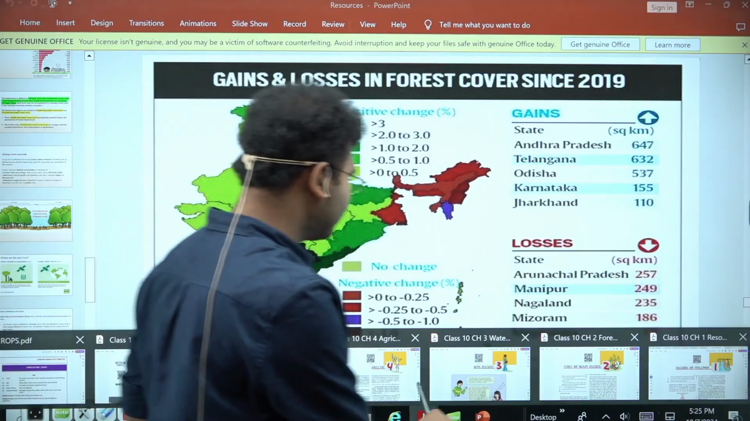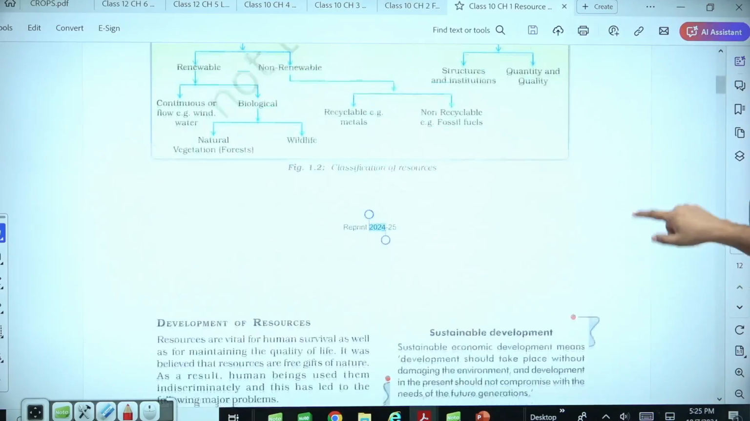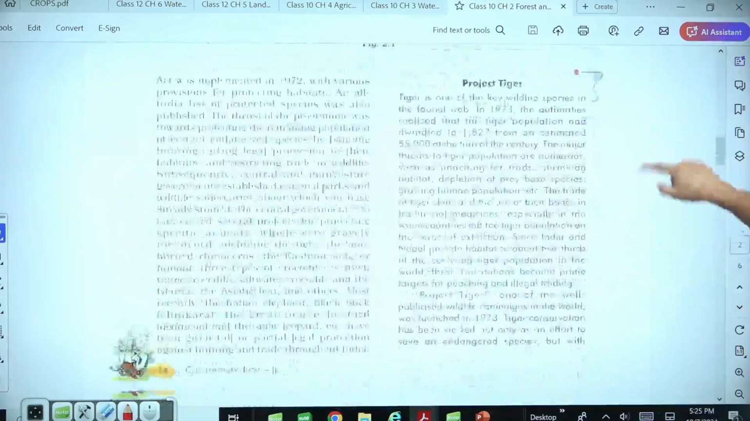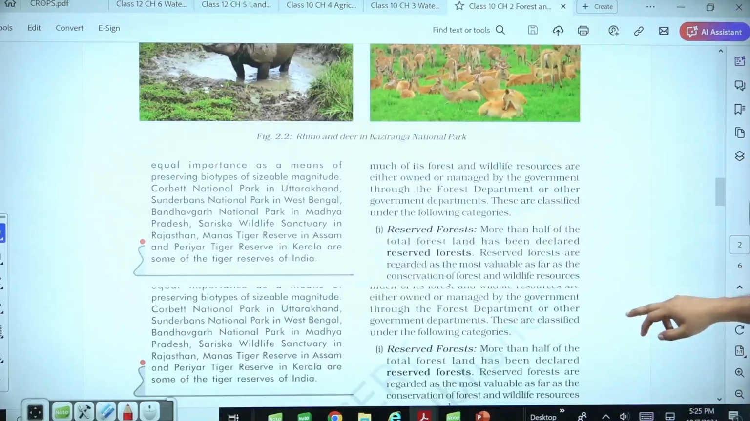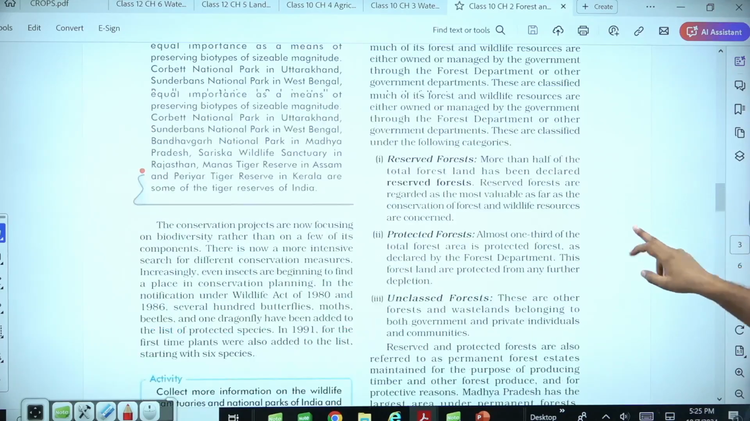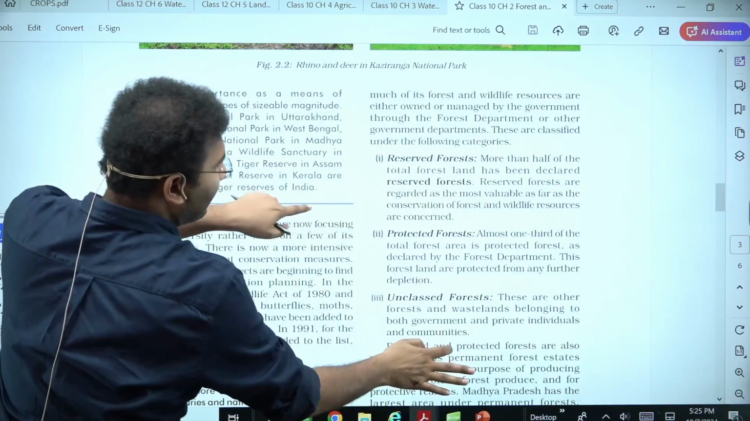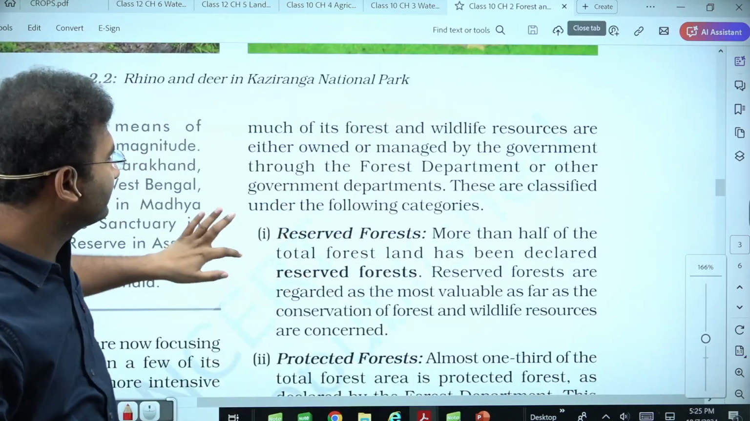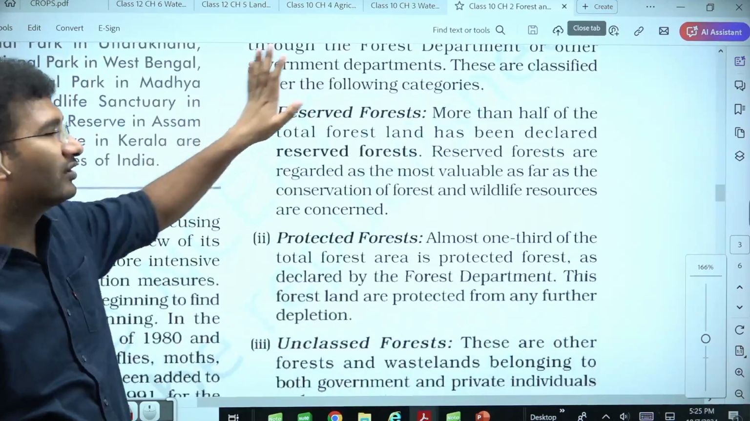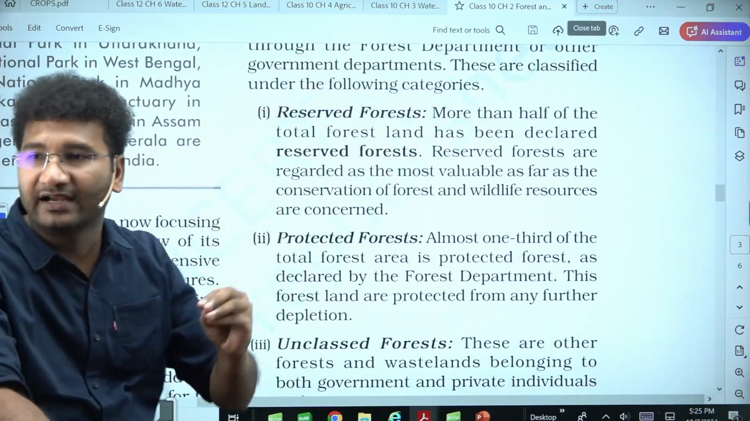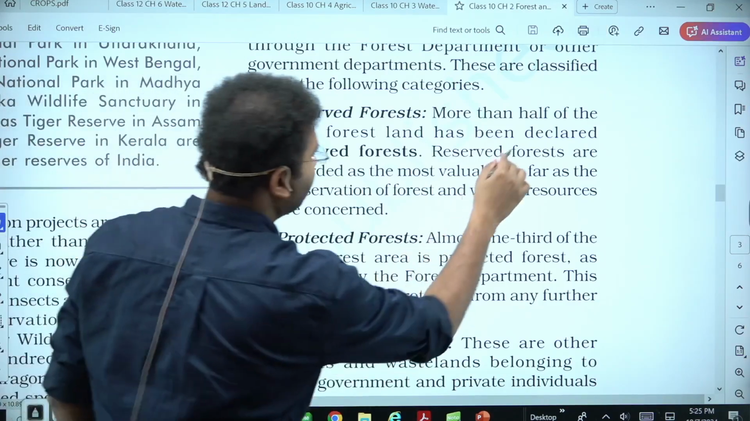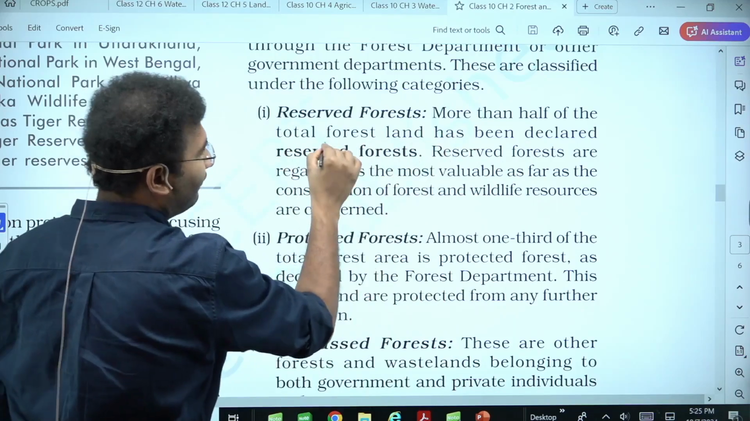Here, this particular topic, forest and wildlife as resources, has a few definitions. The three definitions are: what is a reserved forest, what is a protected forest, and what is an unclassified forest, right? So let's look into the definitions of these. Reserved forest: more than half of the total forest land has been declared reserved forest. Look here, understand the term. More than half of the forest land.